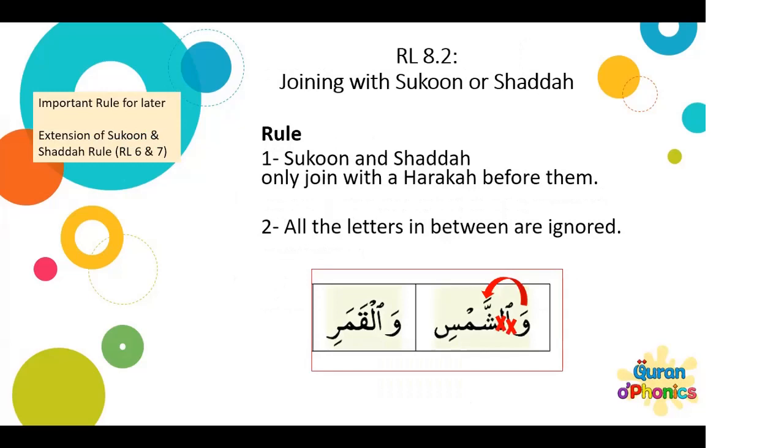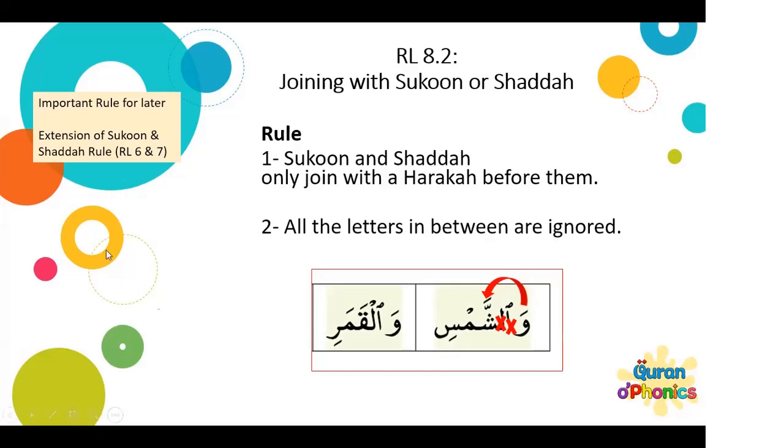Then same thing again, which I was mentioning just now, that in reading level 2, we explain to the child, again, this is an extension of reading level 6, which was sukoon, and reading level 7, which was shadda rule, that sukoon and shadda can only join with an alphabet that has a haraka before them. And here we tell them that even if there are many alphabets in the middle, which you need to ignore, you still need to keep looking back, look back, look back.